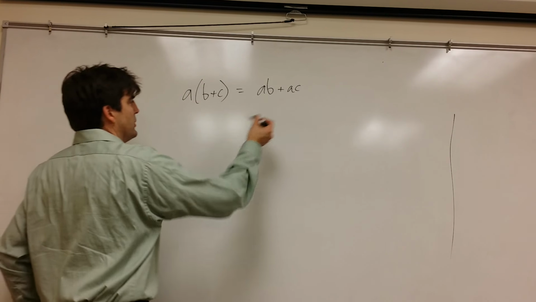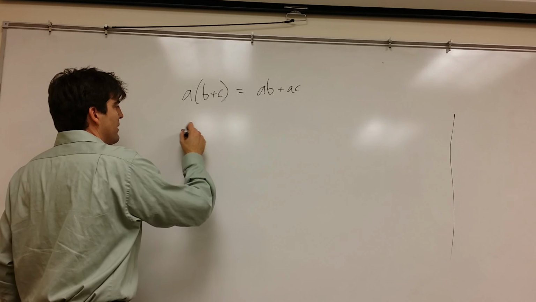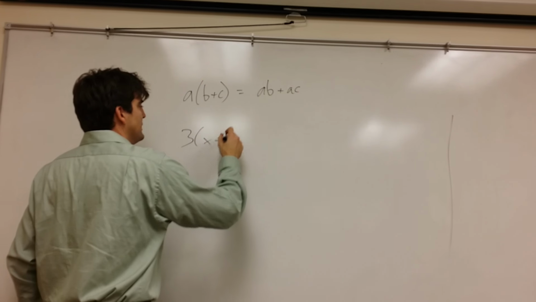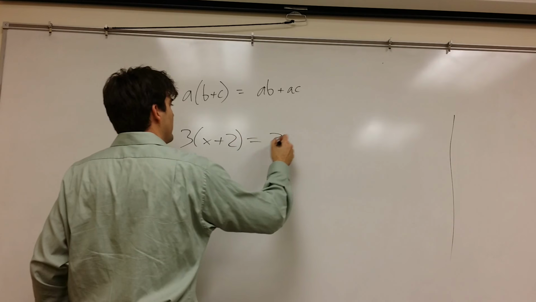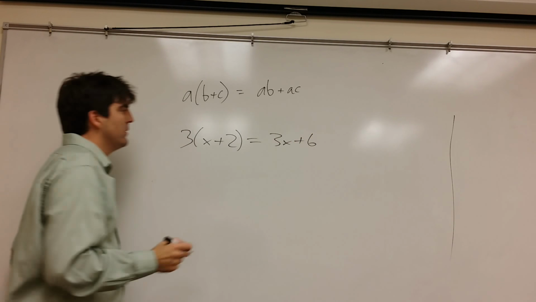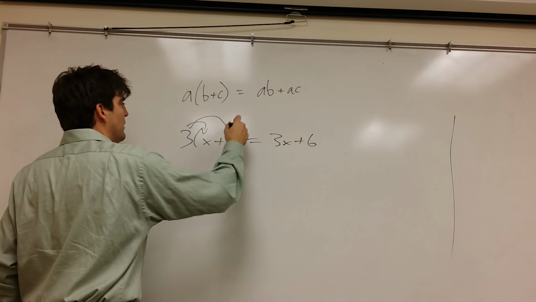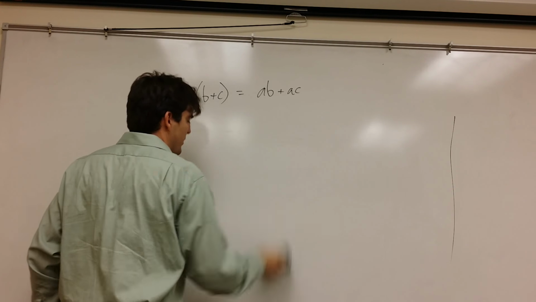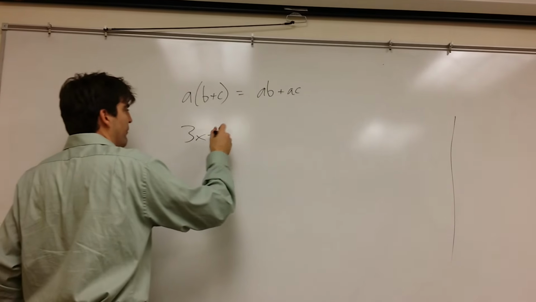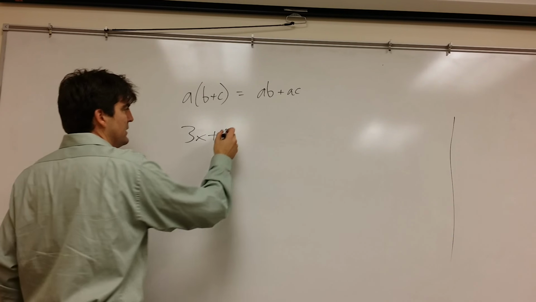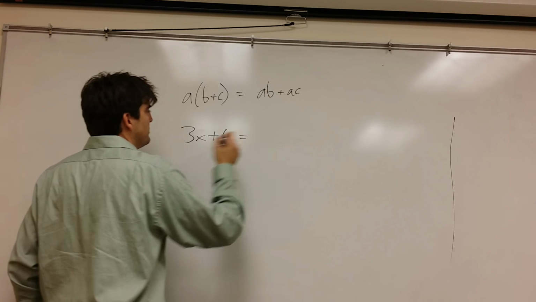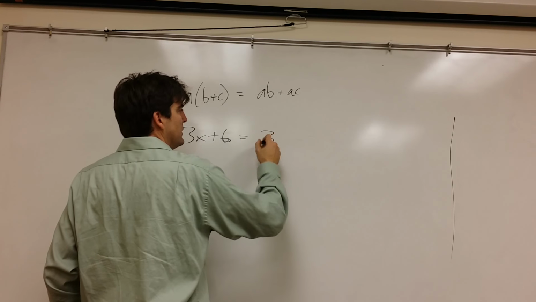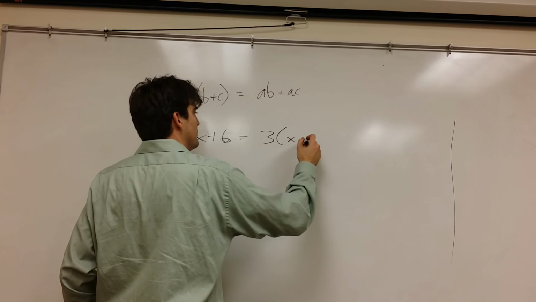Here's our old distributive property. We've done lots of problems like that. 3 times x plus 2 is 3x plus 6, right? Done that lots. So sometimes we're given 3x plus 6, and we might have a reason that we want to do it backwards.